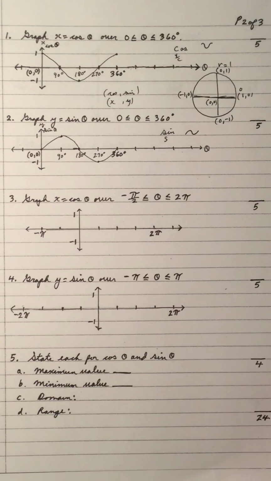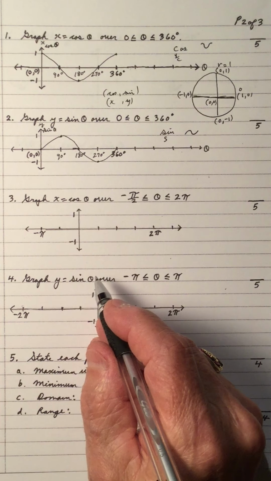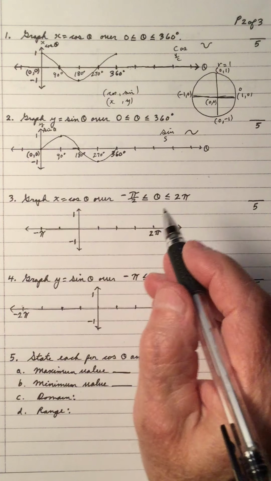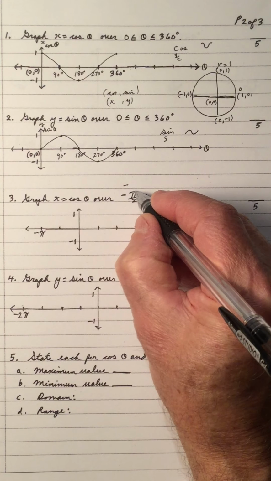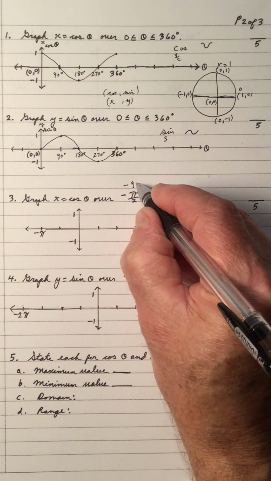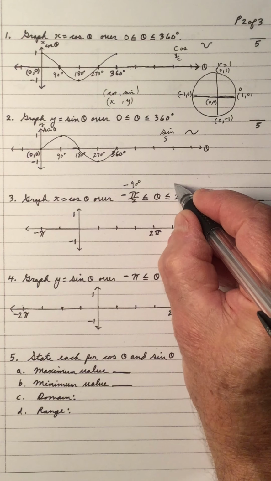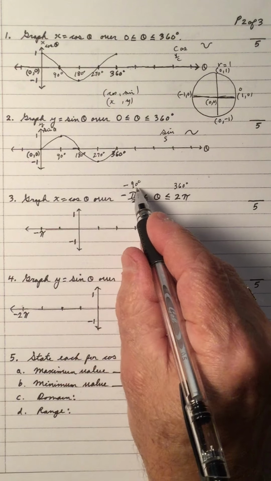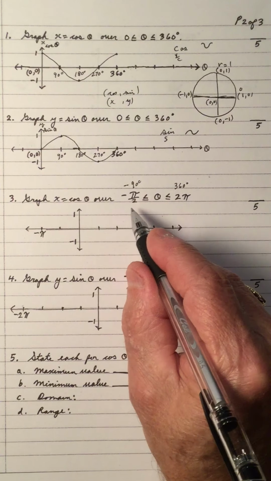And again, when you're doing a quiz, you pause your video and work out the answers, but you have to draw your grids first. Graph x equals cos theta over this interval. Well, pi over 2, negative, pi is 180, so 180 divided by 2, so that's a negative 90. And 2 pi is 360, so 2 times 180 is 360. So what I do, I change it to degrees so I can see what's happening, so I understand degrees better.